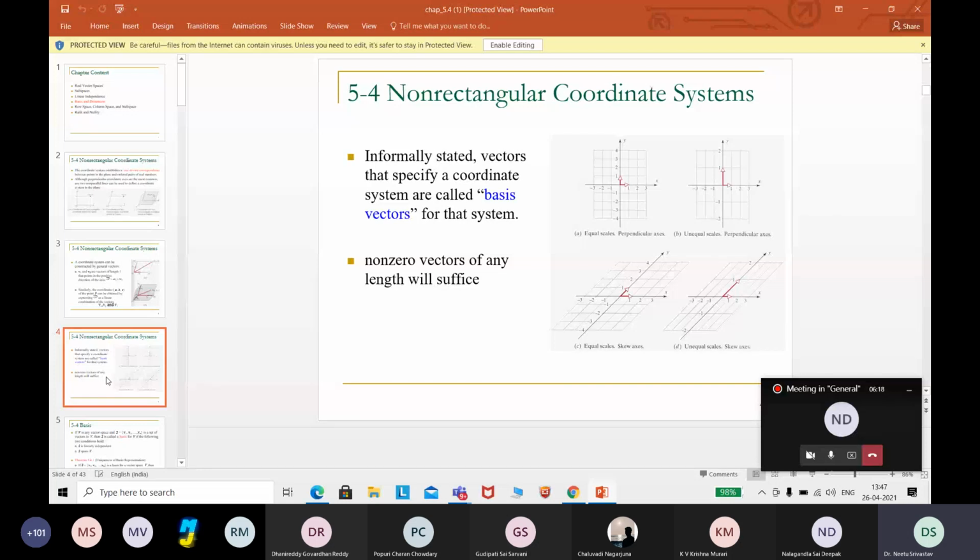Now, how can we define a basis? First, we'll do that and then we'll come to this definition where the graphical representation is given. It is said that, informally stated, vectors that specify the coordinate systems are called bases. Non-zero vectors of any length will satisfy that, so that can be the basis. That is just a very general definition. The main definition is here.